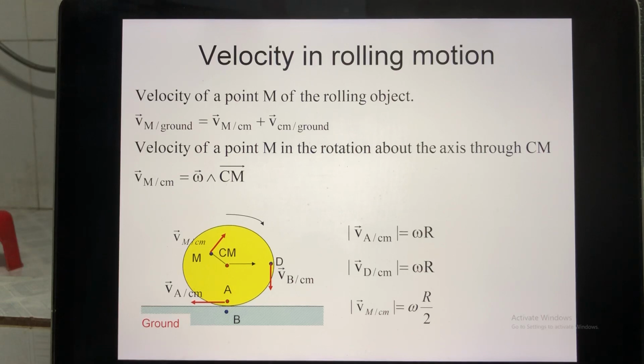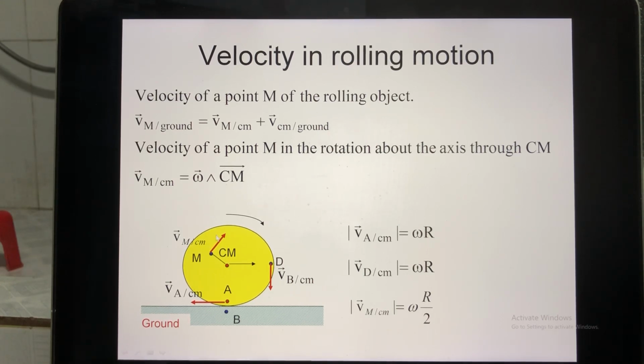So next, I will talk about the velocity in rolling motion. For example, I have an object, a disc like this. Now if I want to calculate the velocity of M with respect to the ground in the rolling motion, how do I calculate it? Firstly, in rolling motion, I have a translation of the center of mass, and I have a rotation of the other particles on the object with respect to the axis that passes through the center of mass.